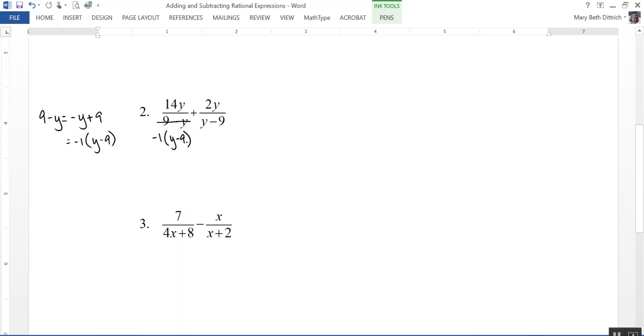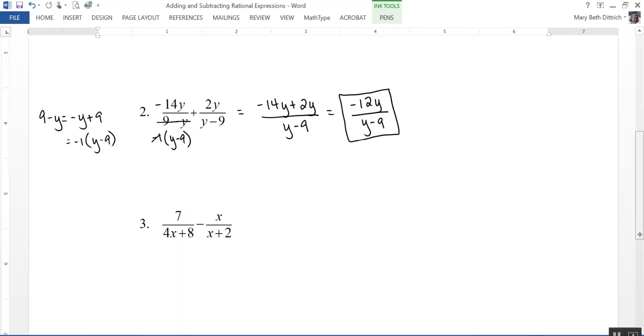And I'm very close to a common denominator, and in fact I can take this negative 1, and since it's in the denominator, I can put it in the numerator. Now I actually have a common denominator, negative 14y plus 2y all over y minus 9, or negative 12y over y minus 9. So that one looked a little tricky, but once I rewrote my denominator 9 minus y, it actually made a little more sense.